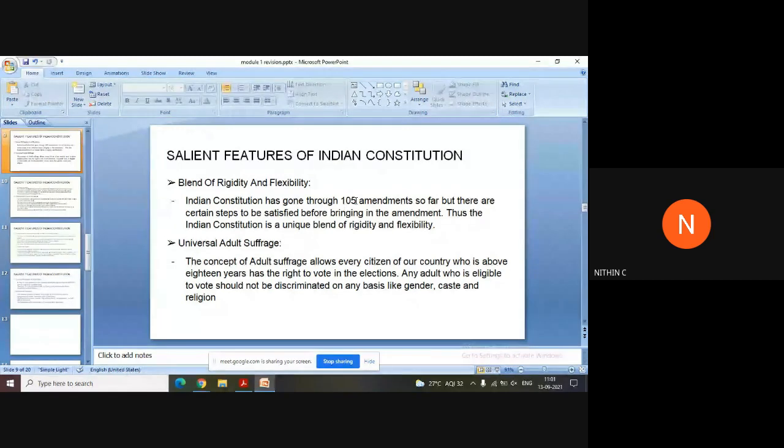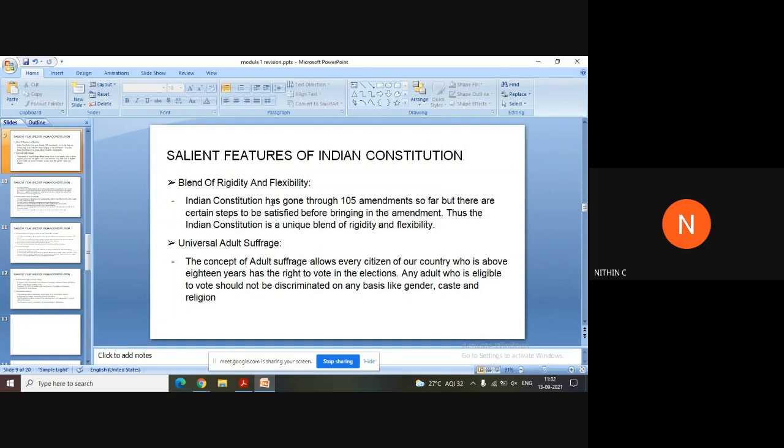The latest amendment was in August 2021, which dealt with providing powers to the state for preparing its own OBC list. That is, the power for preparing the OBC list was given to the state itself. So altogether, we have 105 amendments as of now.